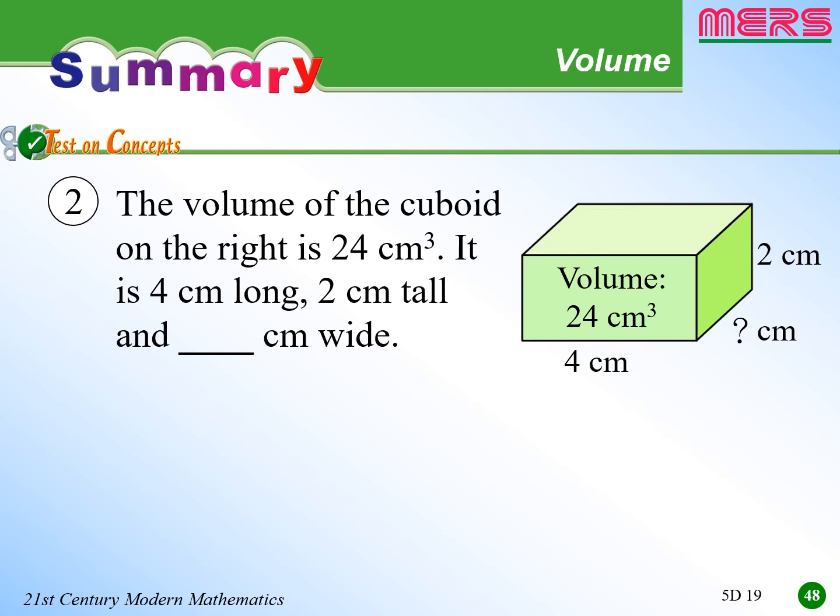Then it is like algebra. You have to do the calculation step by step. The second step is 24 equals 8 times W. What is the width? The width is equal to 24 divided by 8. That is 3. The answer is 3 cm wide.